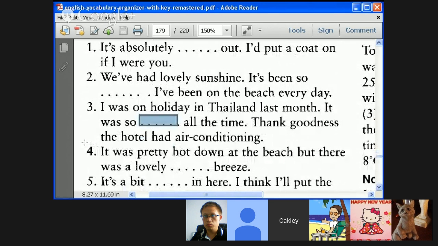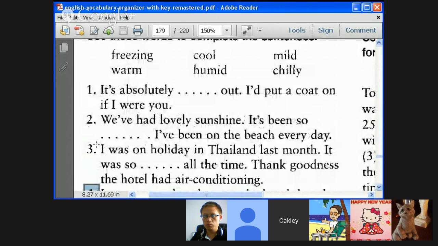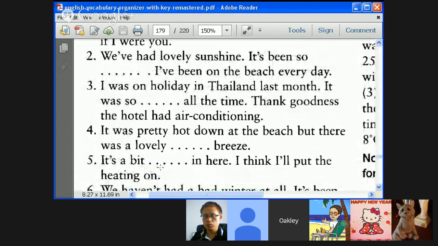Okay, Heidi, back to you. Number 4. It was pretty hot down at the beach, but there was a lovely, lovely, mild, probably a mild breeze. Okay. Could be a cool breeze here, actually, because it's hot at the beach.